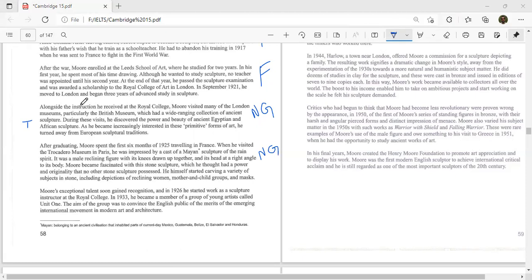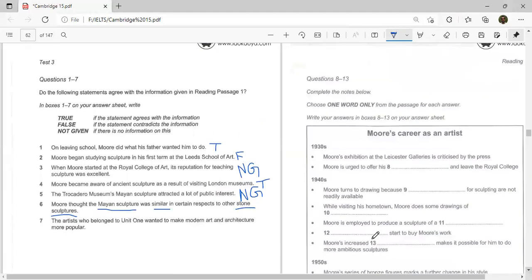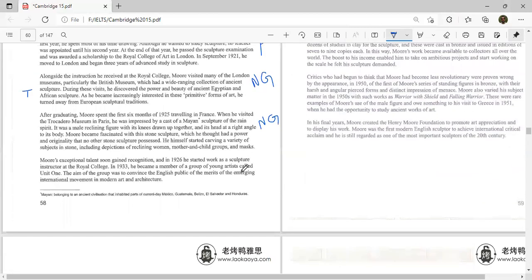Okay, how is it false? Please tell me. Because the question is talking about the similarity, but in the passage, the Mayan sculpture is totally different from the other stone sculpture. Yes, that's right. Originality that no other stones possess. Yeah, it should be false. I'm going to write false here. Okay, good. You're doing great, seriously.